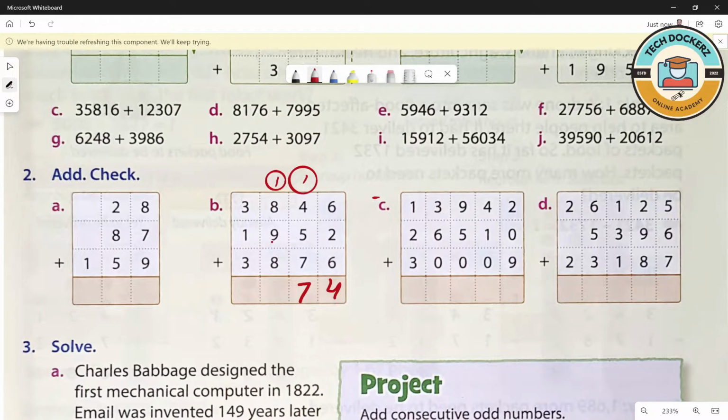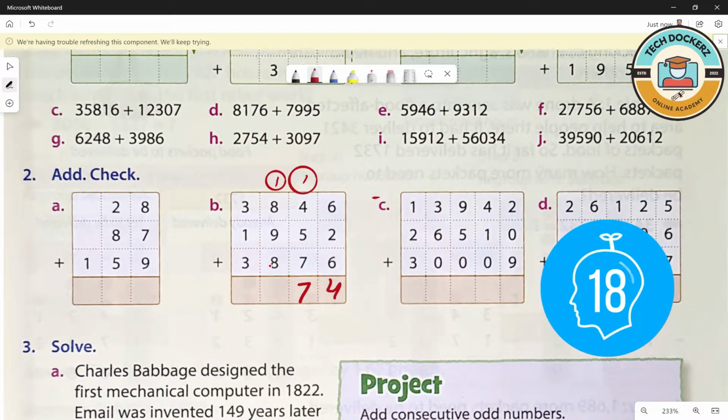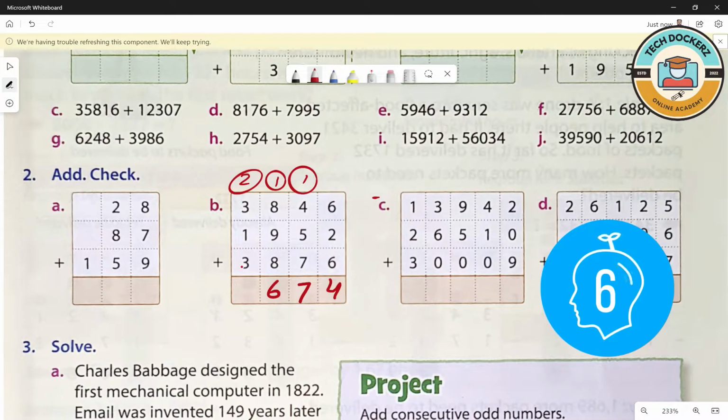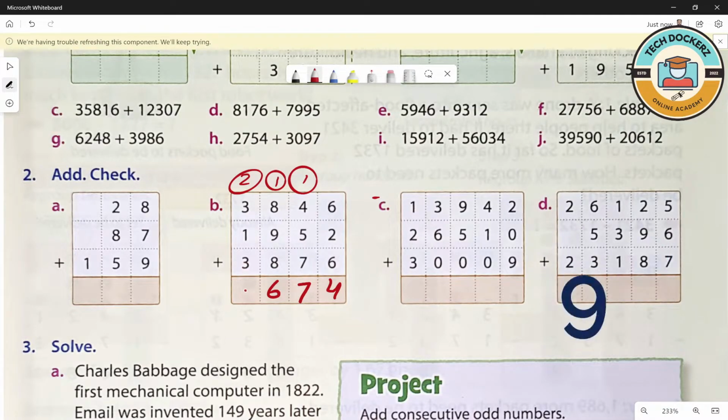So 1 plus 9, 10, 10 plus 8, 18, and 18 plus 8. So keep 18 in your mind and 8 on your fingers. Start counting after 18, 19, 20, 21, 22, 23, 24, 25, 26. So 6 we can write and 2 will be the carry. 2 plus 3, 5, 5 plus 1, 6, 6 plus 3. Keep 6 in your mind and 3 on your finger. 7, 8, 9.